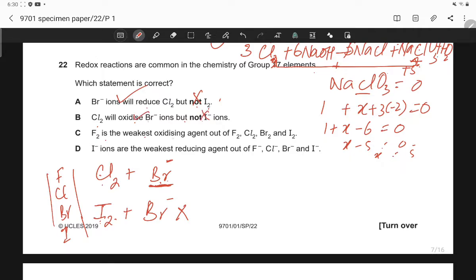Fluorine is the weakest oxidizing agent out of fluorine, chlorine, bromine, and iodine. No, fluorine is the strongest oxidizing agent out of fluorine, chlorine, bromine, and iodine. Iodide ions are the weakest reducing agent out of fluoride ion, chloride ion, bromide ion, and iodide ion. No, iodide ion is the strongest reducing agent.